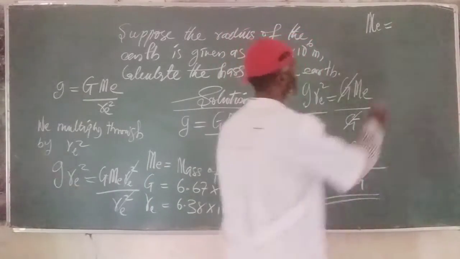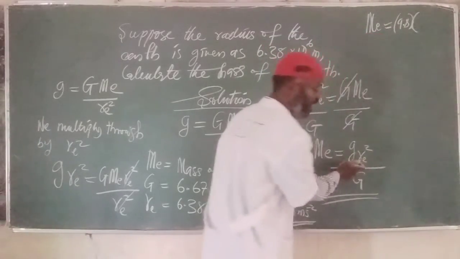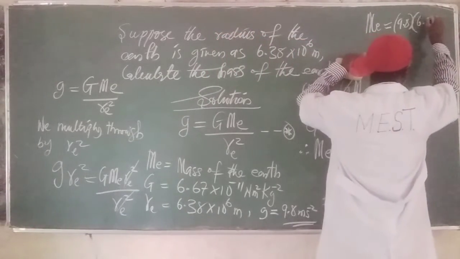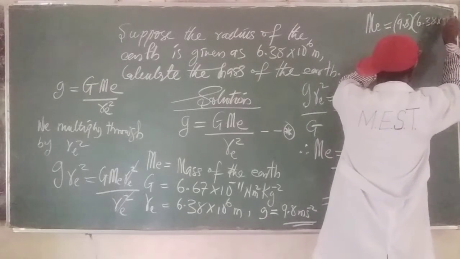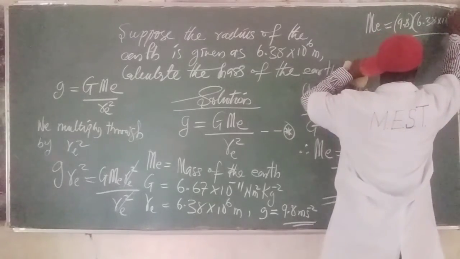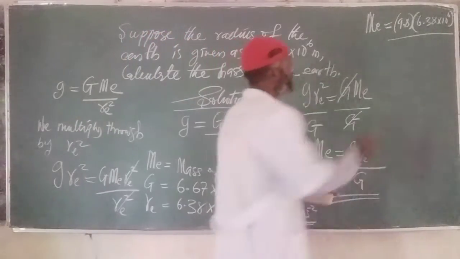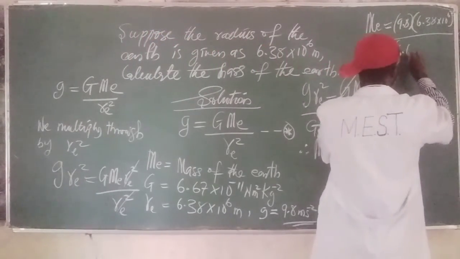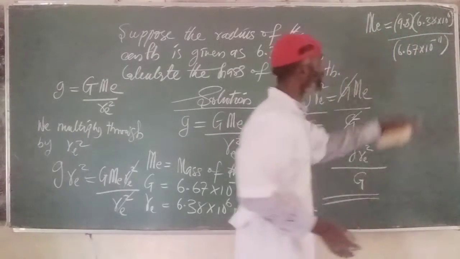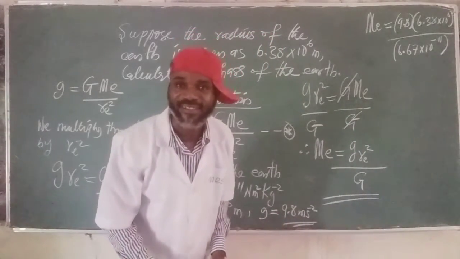So we go back again. g is 9.8. RE is 6.38 times 10 raised to the power 6, all squared, all over capital G. G is given as 6.67 times 10 raised to the power minus 11. So we have this properly substituted.